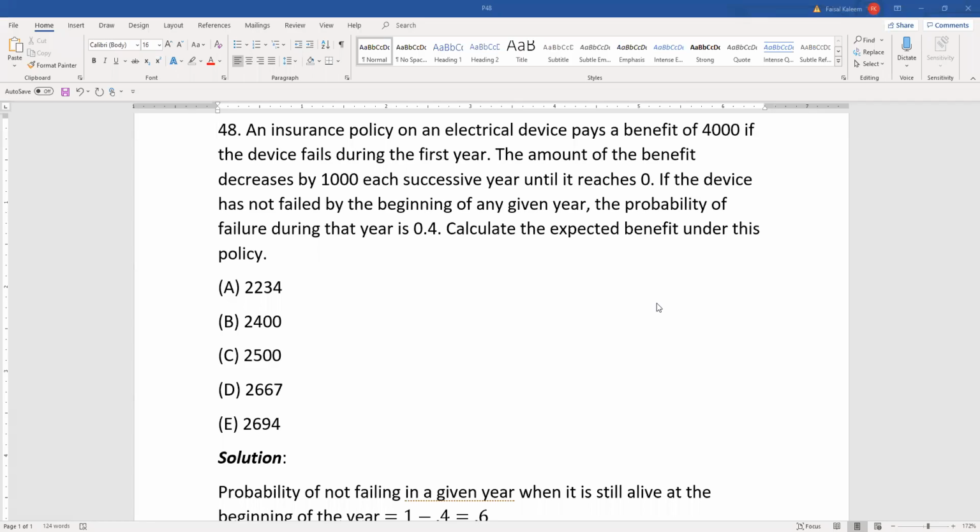An insurance policy pays a benefit of 4,000 if an electrical device fails during the first year. The amount of the benefit decreases by 1,000 each successive year until it reaches zero. If the device has not failed by the beginning of any given year, the probability of failure during that year is 0.4. Calculate the expected benefit.